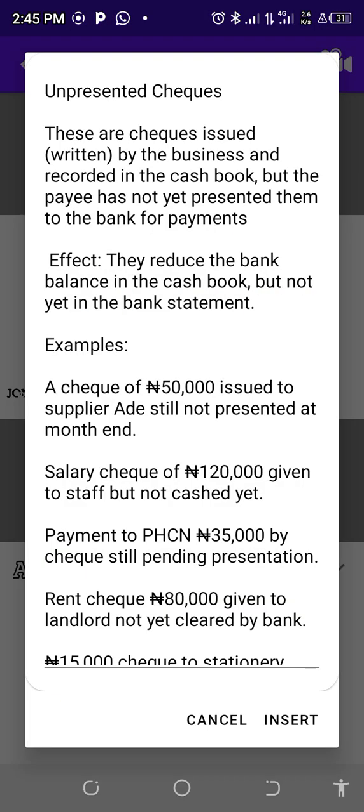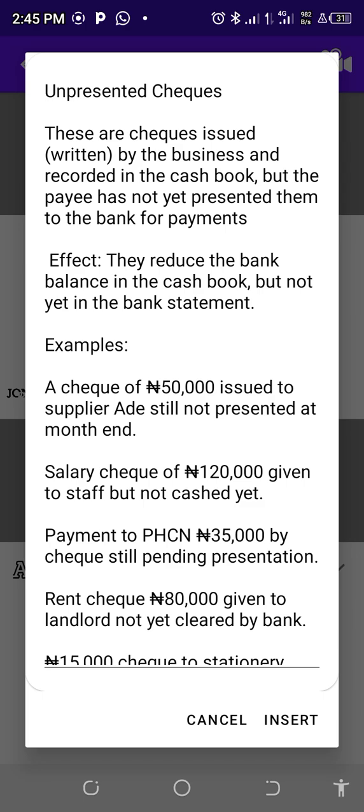Now, the first one on the list is unpresented cheques. These are cheques issued, that is, cheques that have been written by the business and recorded in the cash book, but the payee has not yet presented them to the bank for payment. The bearer of the cheque still retains it. He has not gone to the bank to present it for them to pay him. The business has issued this cheque to him, but he has not gone to the bank for reasons best known to him.